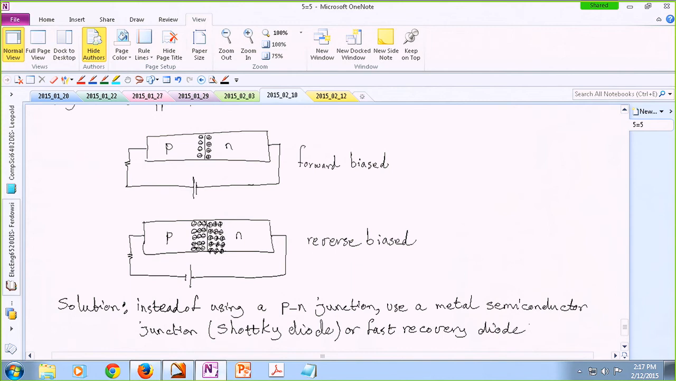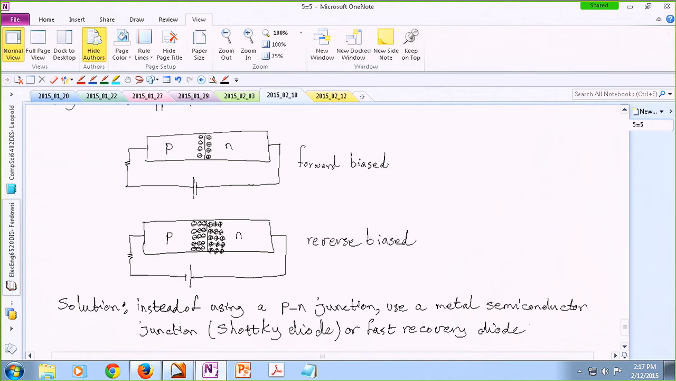Okay, so if you're in the market, looking at data sheets, and you see the phrase Schottky diode or fast recovery diode, it is a diode in which the reverse recovery phenomenon has been minimized. So pretty much all diodes that we use in power electronics are fast recovery diodes to minimize this effect.